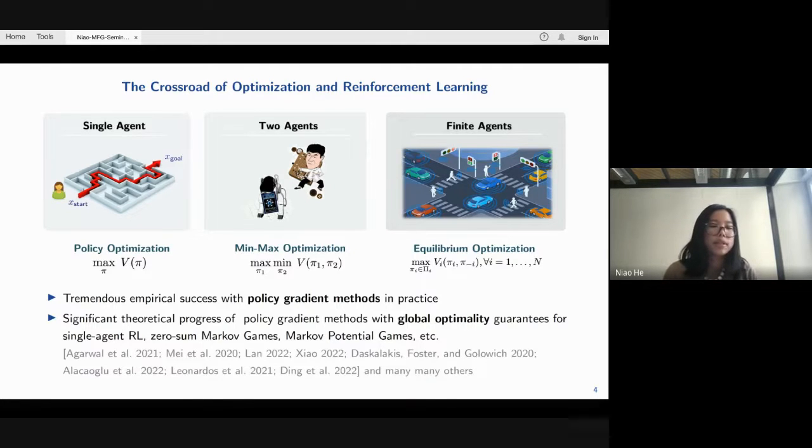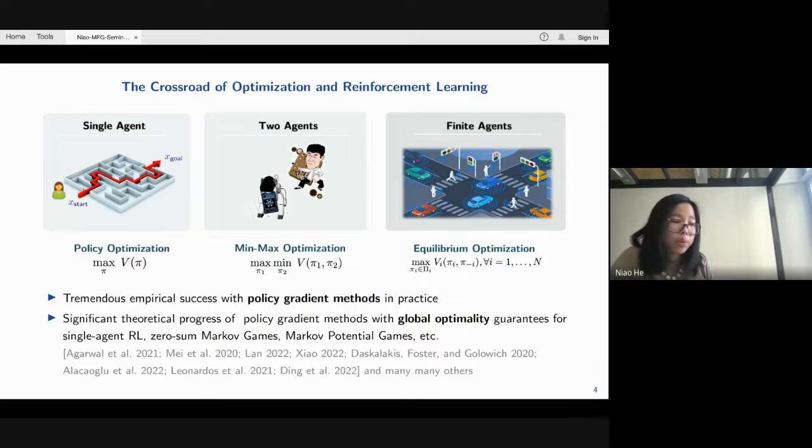Right here, I just list a very small sample of literature or papers on this topic. And as I said, this is a very fast-growing field, and the literature is growing exponentially these days. So I'm sure you will see many, many more papers coming out on this topic.